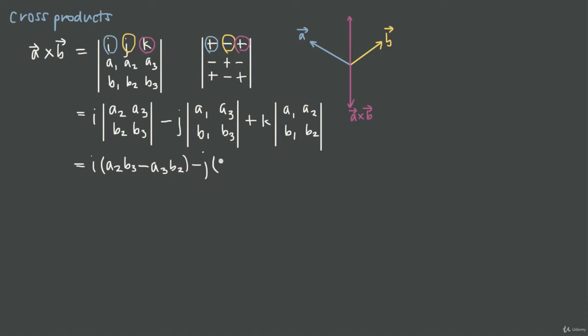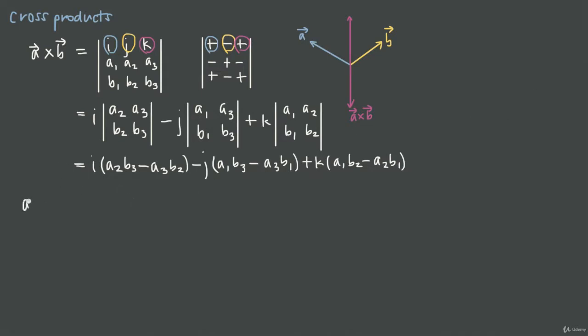So upper left times lower right, A1 B3, always minus, and then A3 times B1. And then plus k times upper left, lower right, A1 B2, always minus, and then upper right, lower left, A2 B1. And that's how we simplify a determinant. So let's go through and do this with an example.